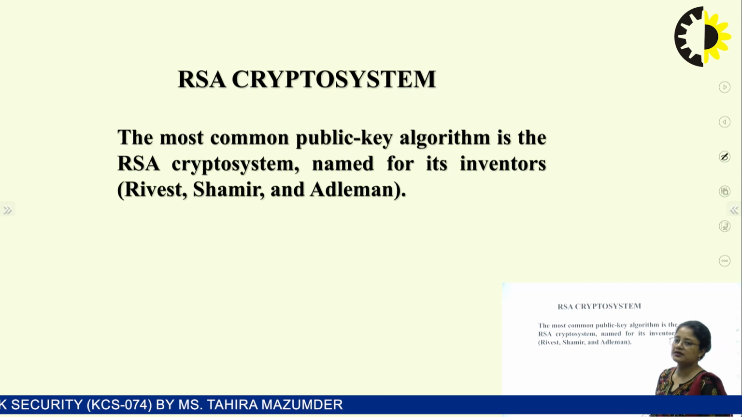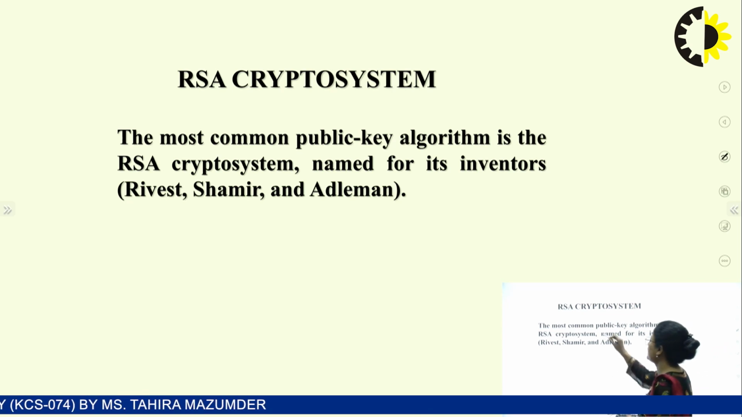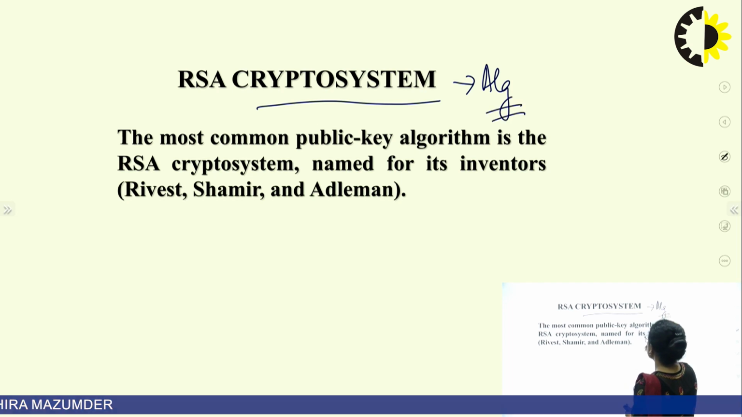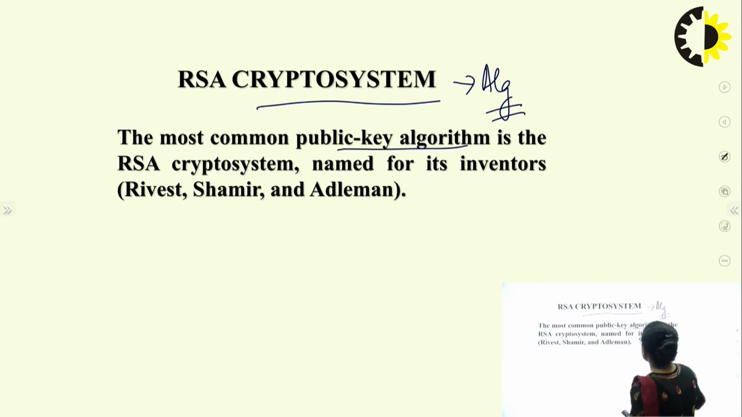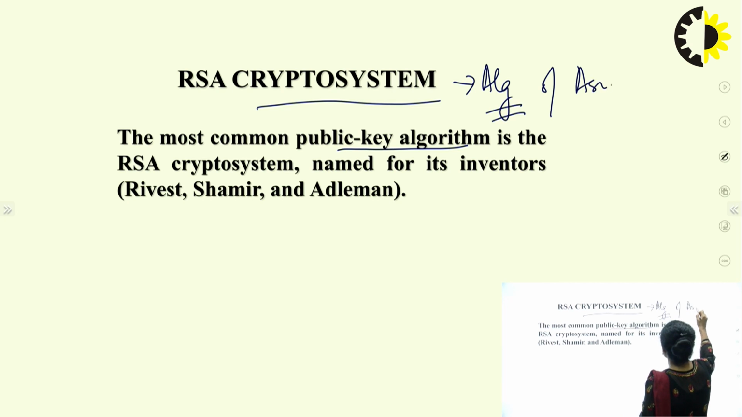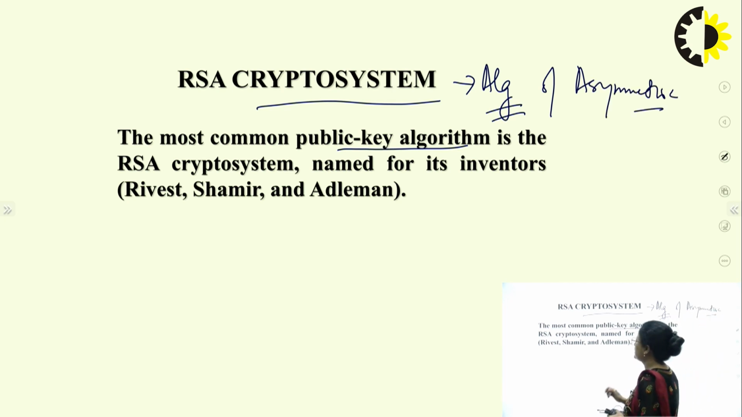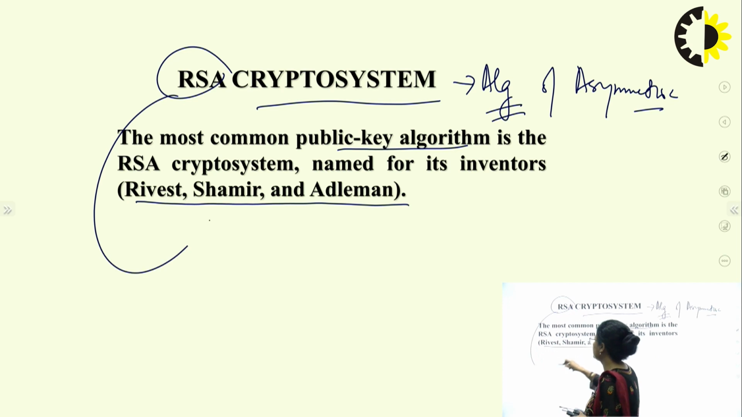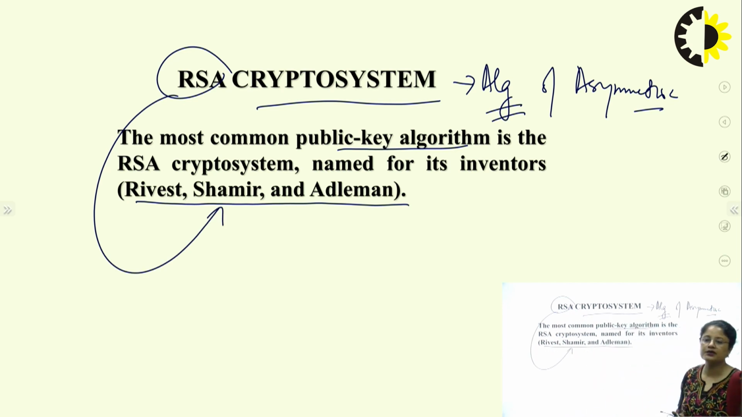So, let us start with the next topic, the RSA crypto system, which is an algorithm that uses public key cryptography or asymmetric key cryptography. So, this is an algorithm under asymmetric key cryptography. RSA basically is named after its inventors, Rivest, Shamir and Adleman. This RSA comes under the name of the people who developed this algorithm, and it works on the principles of asymmetric key cryptography.